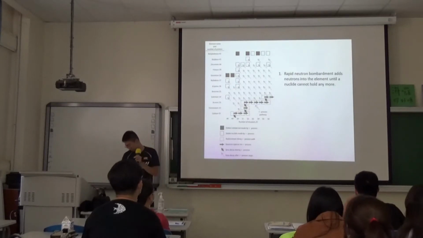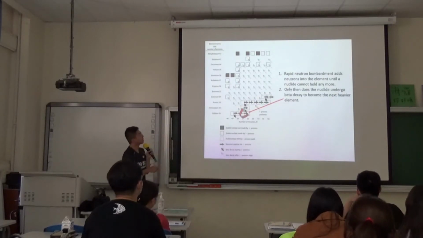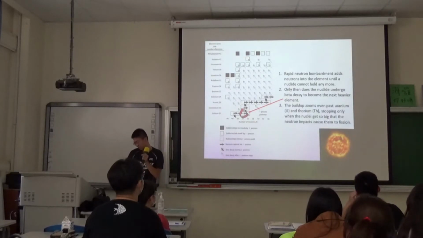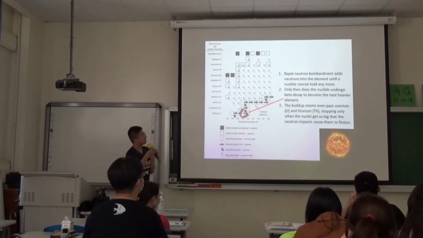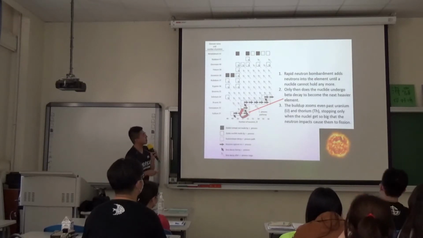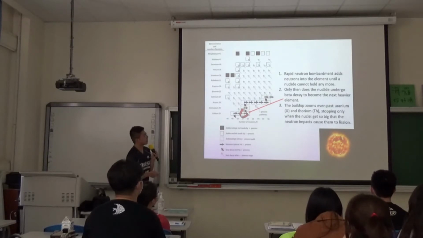Then the nuclei undergo beta decay, and it can become the next heavier element. So the build-up goes even past uranium and thorium, and stops only when the nuclei get so big that the neutron impact causes them to fission.